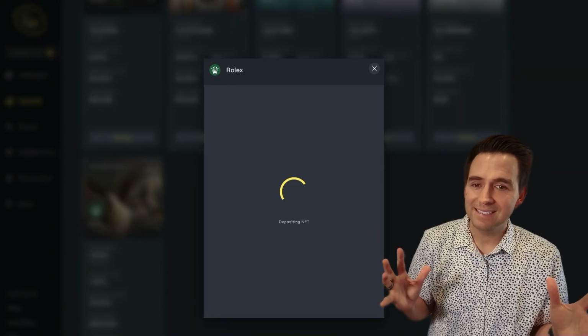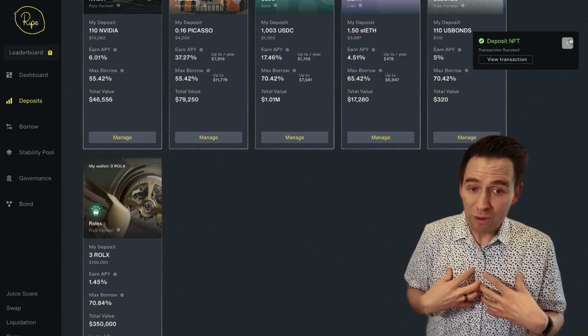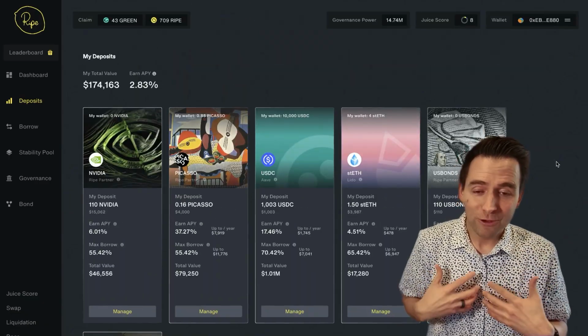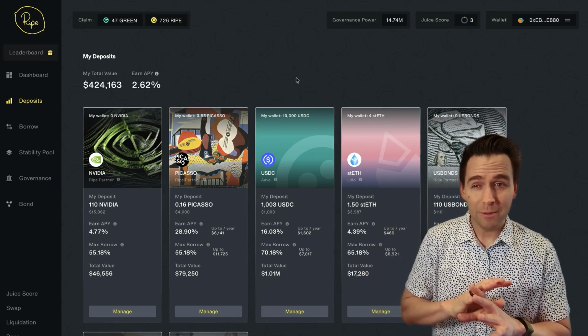There are so many assets out there that are idle, dormant, not producing any yield. Well, with Ripe Protocol and through the endowment, you can deposit these assets, and for the first time, you can start generating yield. Okay, let's talk about borrowing.